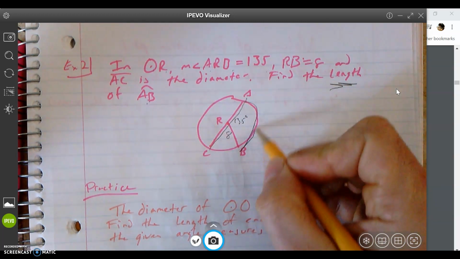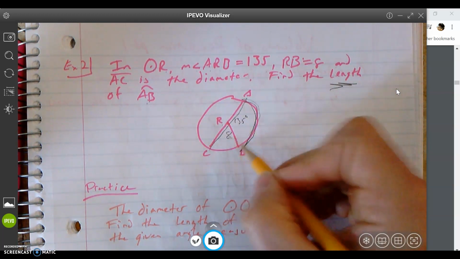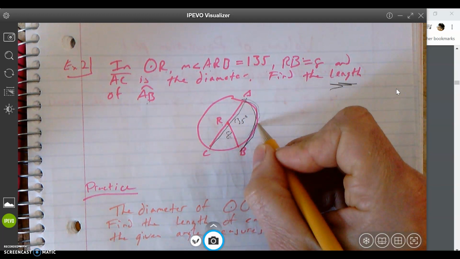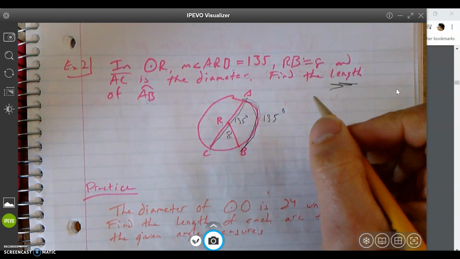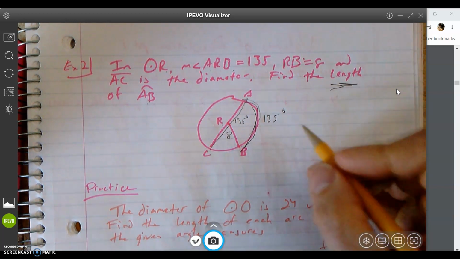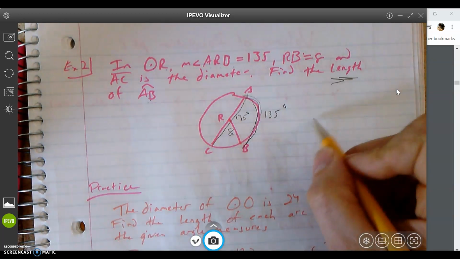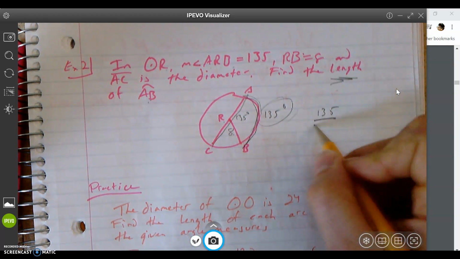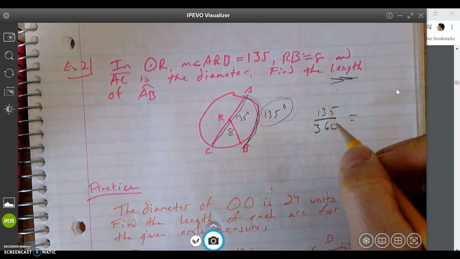Okay, so how do I do that? So ARB right here is 135. So that means that this corresponding arc is also 135. What you do to figure out the length is you set up a proportion. So what we have right here is 135 degrees out of a possible 360. That's what we have.